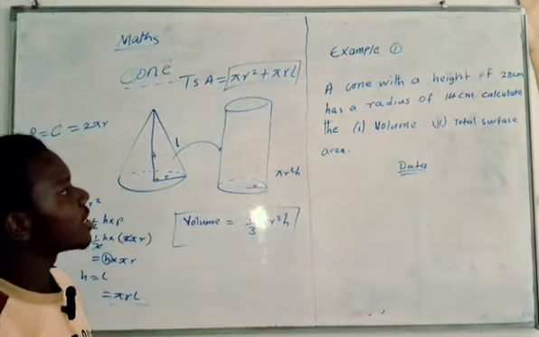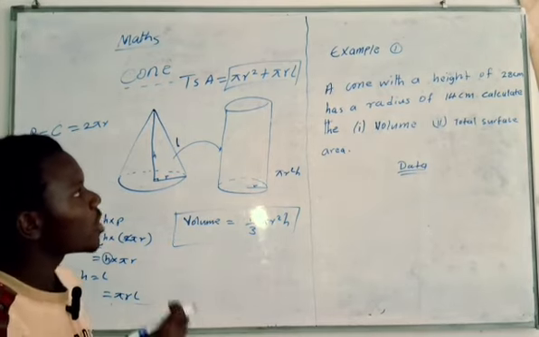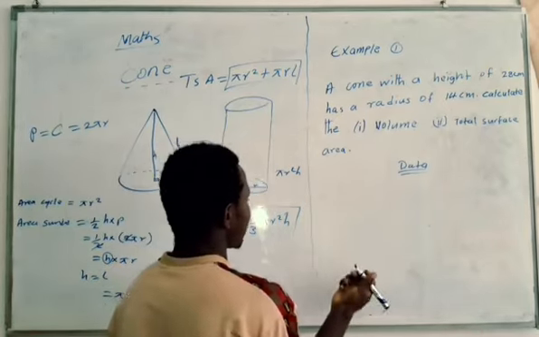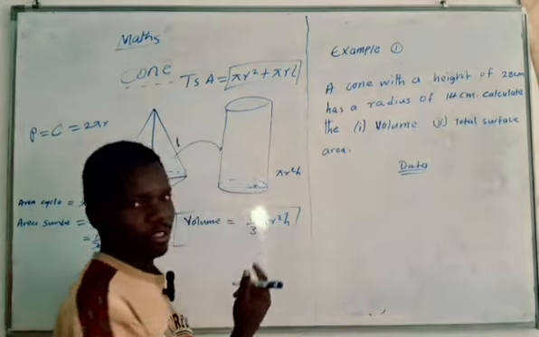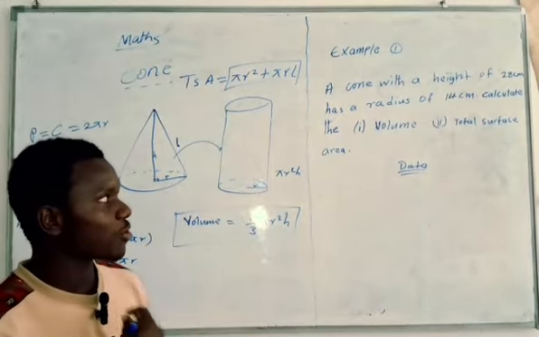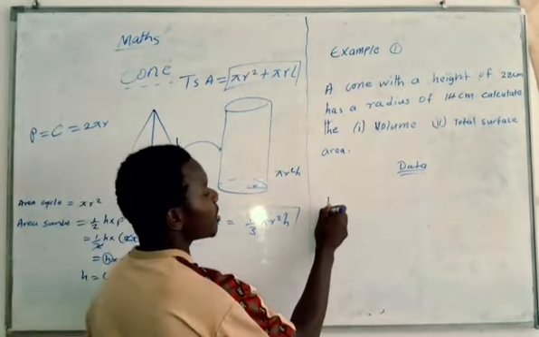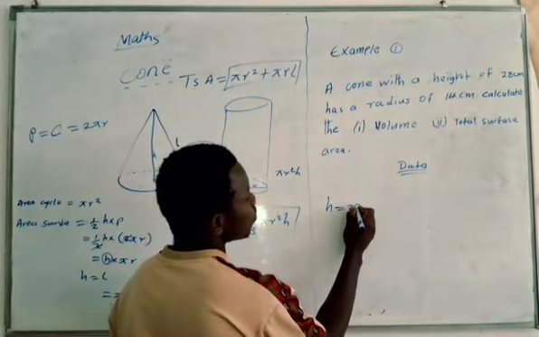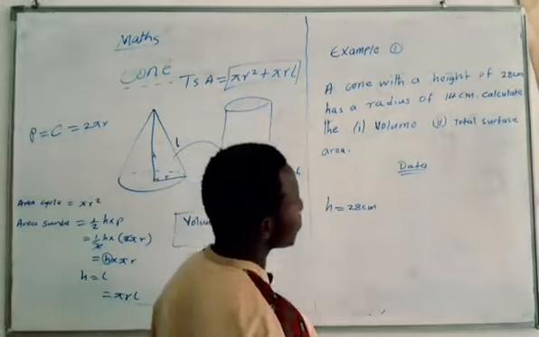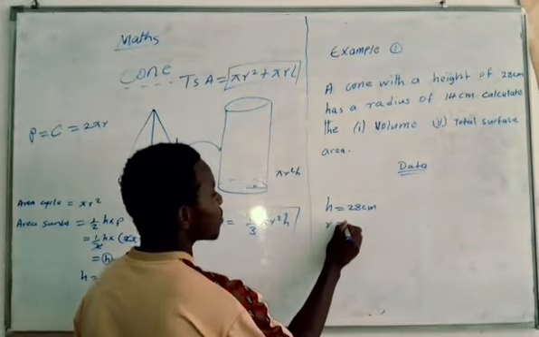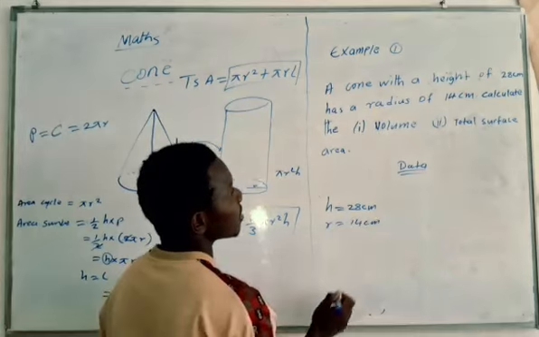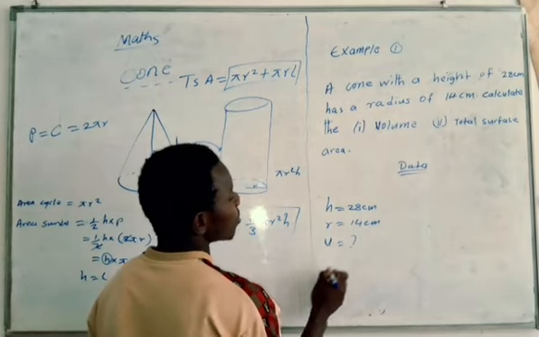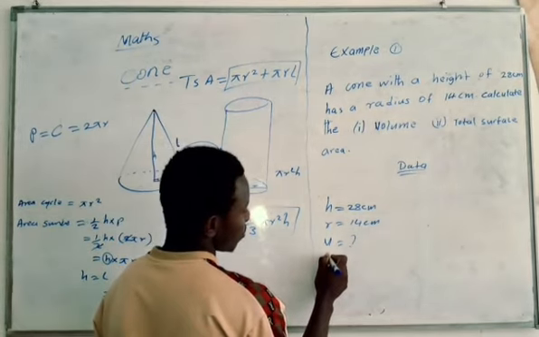Now, if you find the data here, let's read the question. A cone with a height of 28 centimeters. So this one is not the slanted height. If it is the slanted height, it must be written in the question. So that means it is the perpendicular height, which is h, equals 28 centimeters. Now, the radius is equal to 14 centimeters. And we are asked to find the volume and also the total surface area.